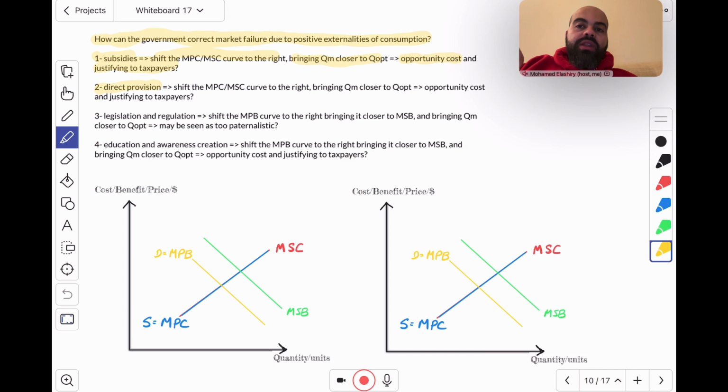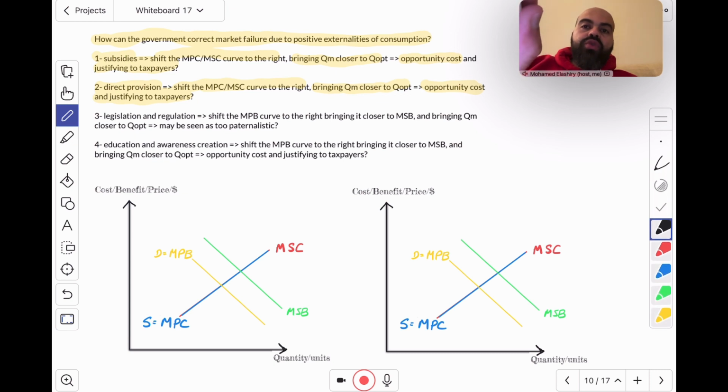Direct provision affects the diagram the same way as subsidies. So subsidies is when the government subsidizes the private sector that provides this merit good. Direct provision is when the government directly steps in as a producer and provides this good or service. Again, it will shift the MPC, the MSC curve to the right, bringing QM closer to Q opt. And again, that involves the government spending money, which comes at an opportunity cost. This money could be spent elsewhere and needs to be justified to taxpayers.